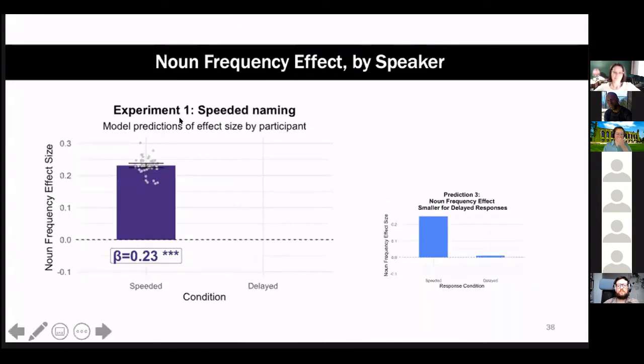As for the size of the noun frequency effect here, our prediction was that the speeded condition would have a greater noun frequency effect. We already saw something that hints at that, right? So in the speeded condition, actually, I'm sorry, this number is incorrect. It should be 0.16. In the speeded condition, the estimate was 0.16 for the noun frequency effect size. And you can still see, these individual gray dots now are individual speakers, the offset of the random slope for an individual speaker. So for every individual speaker, they have a positive slope for this noun frequency effect.